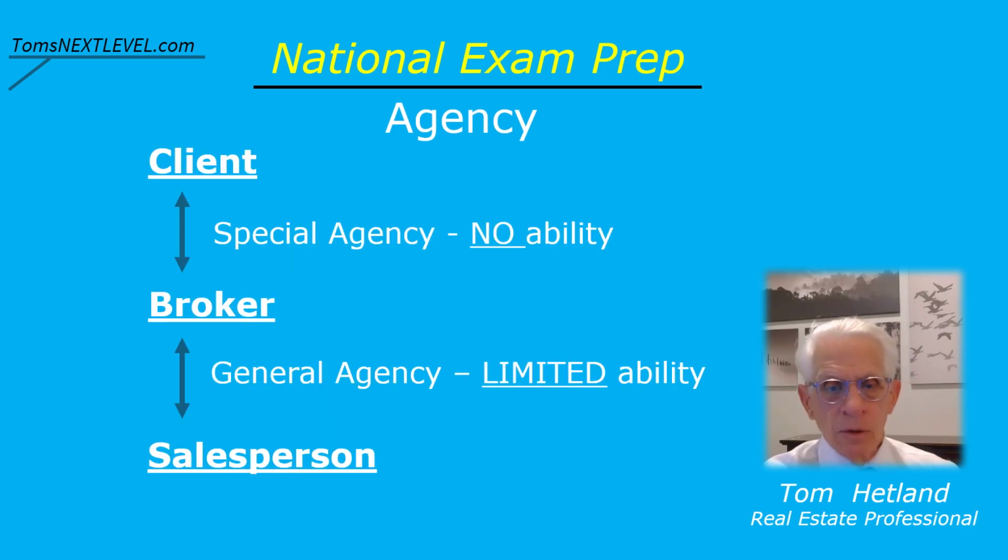Well, this shows you how those different types of agencies show up in a real estate brokerage. Remember, we said a special agent is one who has no ability to bind their principal. Well, that's going to be the relationship between the broker and the client. The client has signed, let's use a listing agreement as an example. The client has signed a listing agreement. So the broker doesn't have any ability to bind their seller to anything.